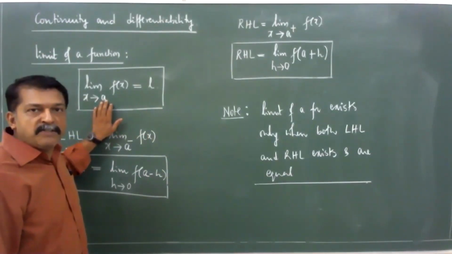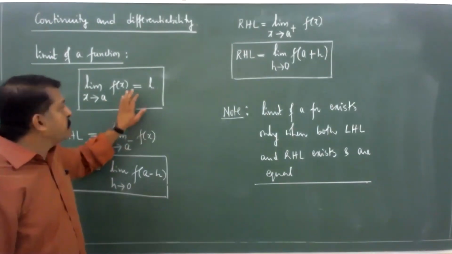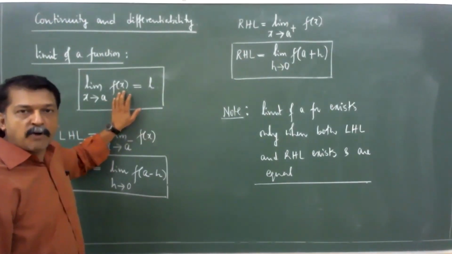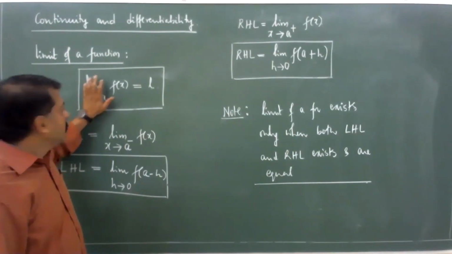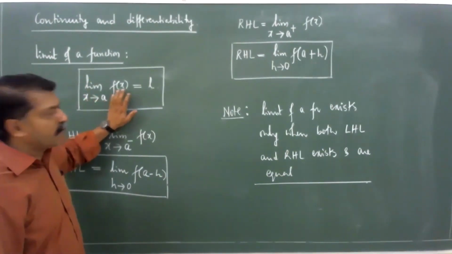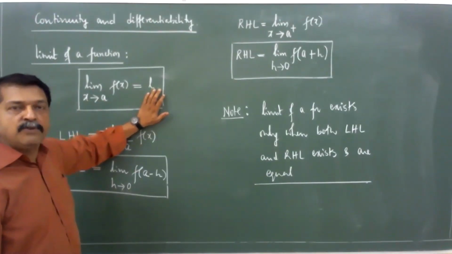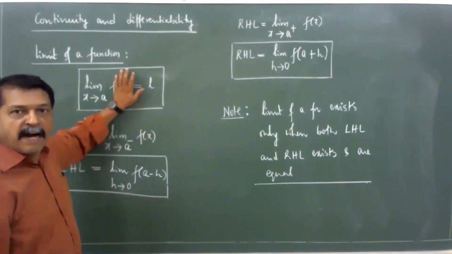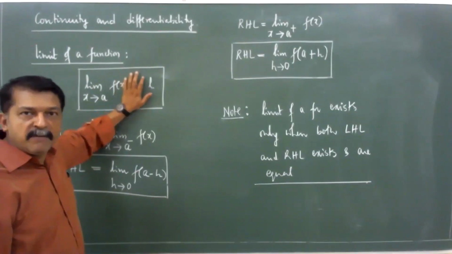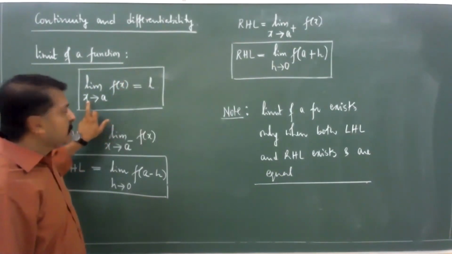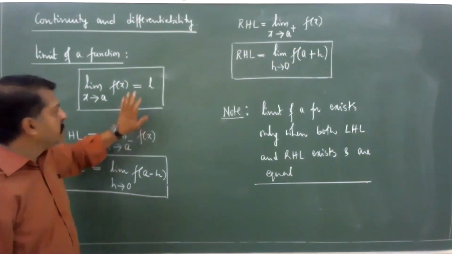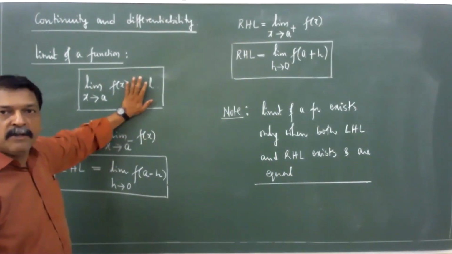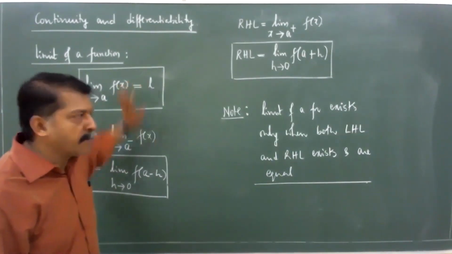Here the given point is a. In the neighborhood of the given point, how does f of x behave? If you want to calculate that, you have to find the limit of the function. Limit x tends to a, f of x is equal to L gives you the idea of the behavior of f of x in the neighborhood of the point x is equal to a. This is the most important thing a student has to remember.